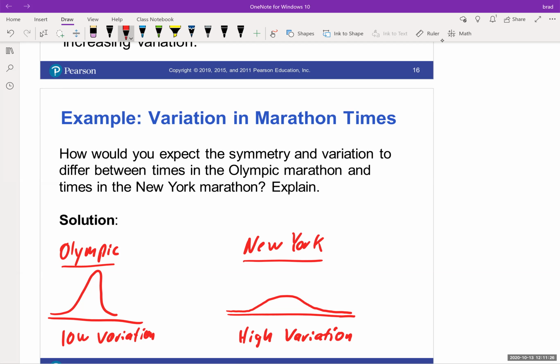But I think you guys get the idea. If you talked about heights of basketball players, well, in general, most basketball players are tall because the rim is tall and being close to the rim is important. So if you talked about the variation in heights of basketball players, it would be much different than the variation in heights of the average American. Okay.